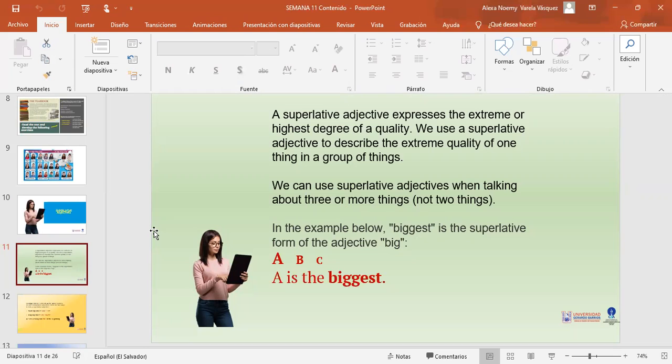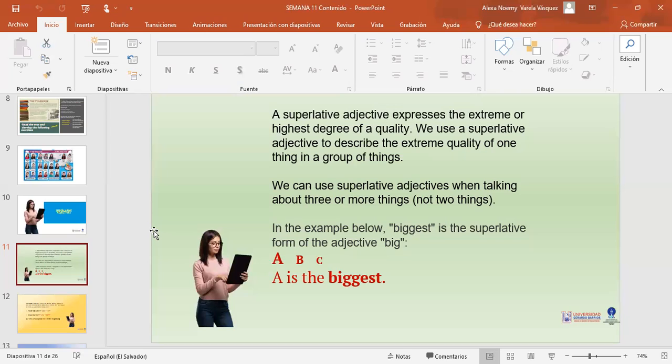That we usually add the er in the word than in the adjectives, right? But in the superlative adjectives, we use a lot of different words to the adjectives. Here we have an example. We have the adjective big, but in the superlative way it is the biggest. Okay, biggest is the superlative adjective of big.